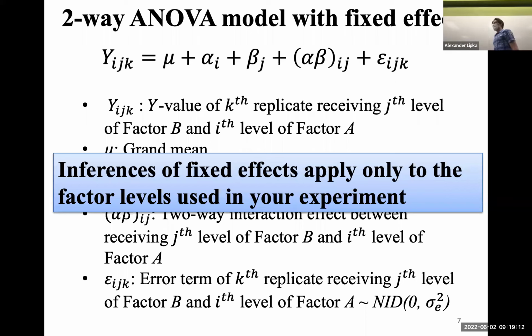And from the experimenter's perspective, if your interest and the factors you're testing only apply to the levels that are in your particular experiment, then you want to have your effect as a fixed effect. Does this make sense? Okay, I see people nodding.